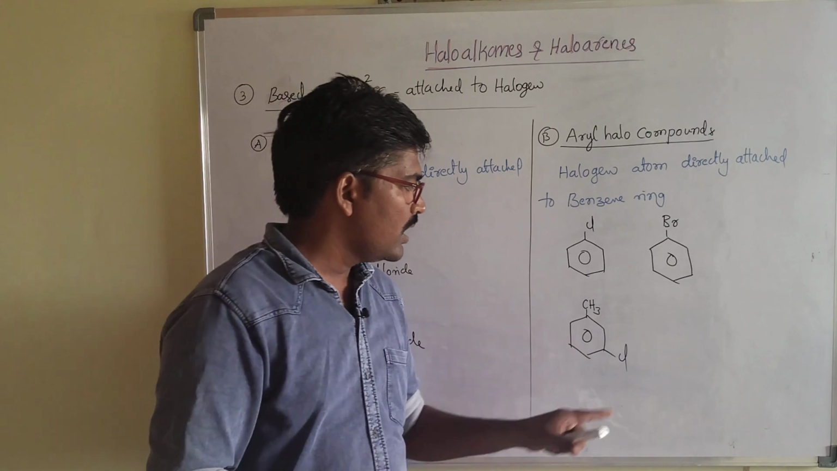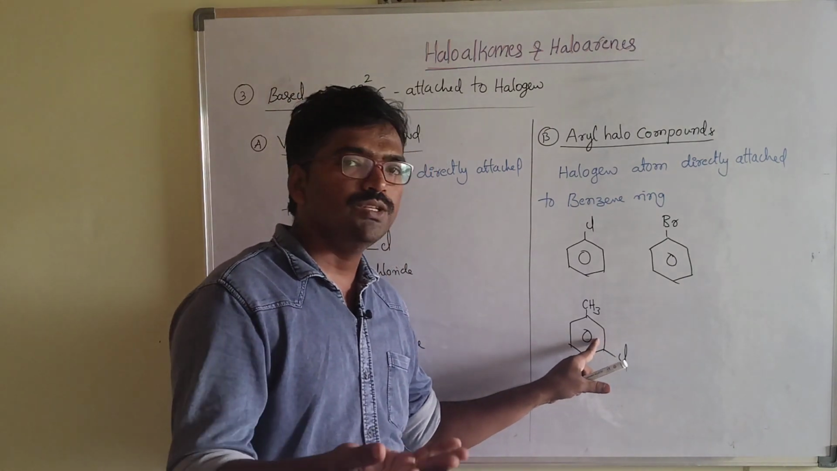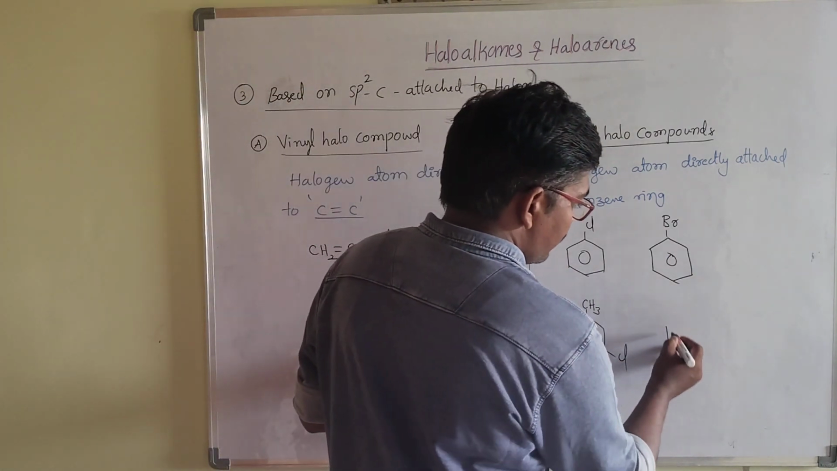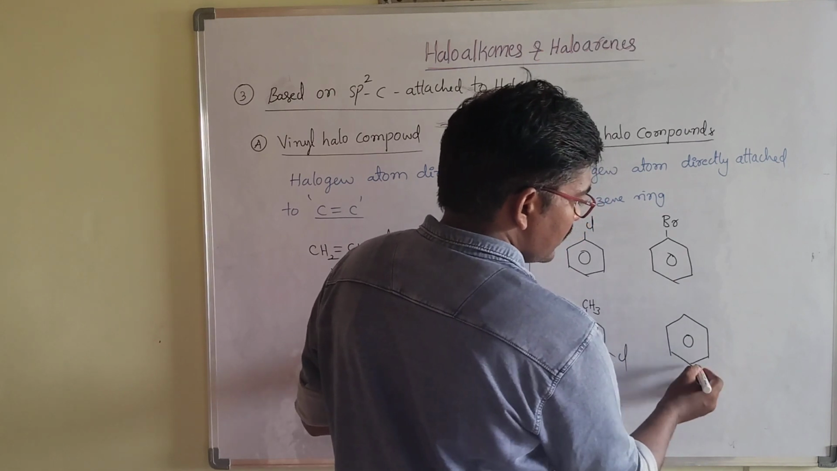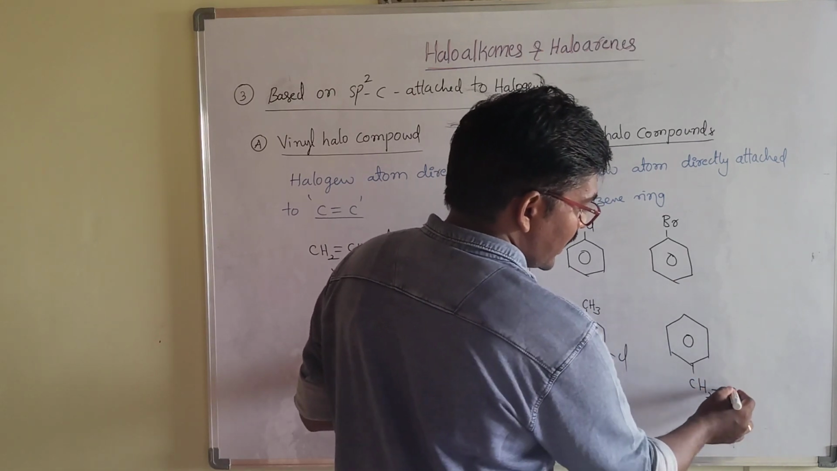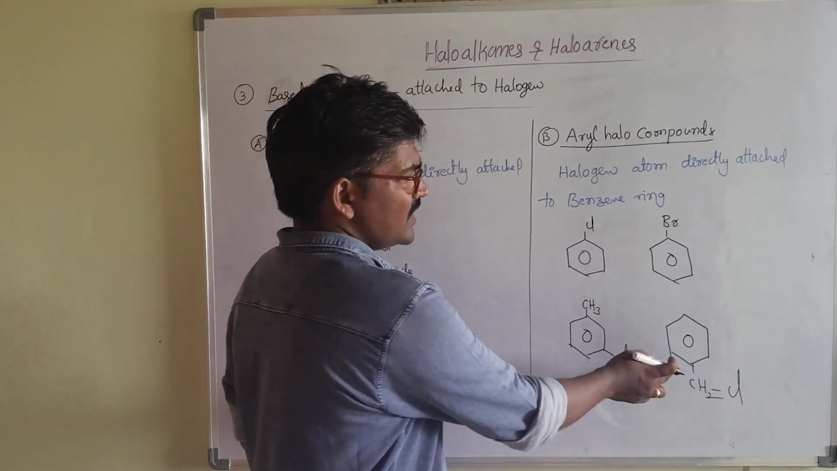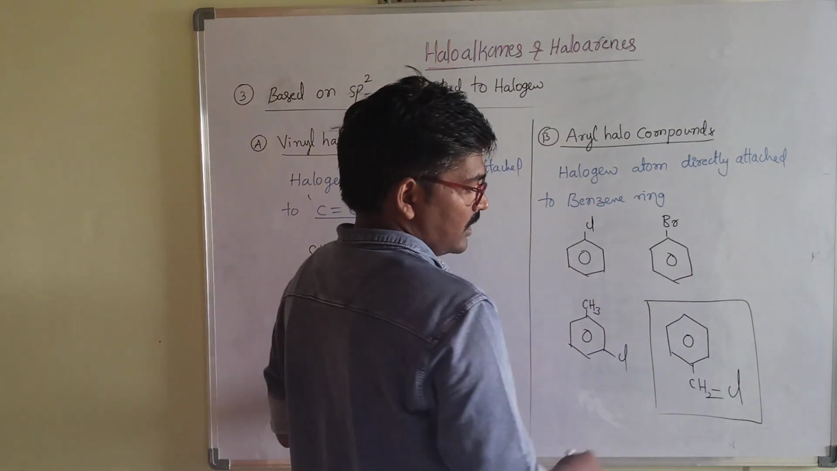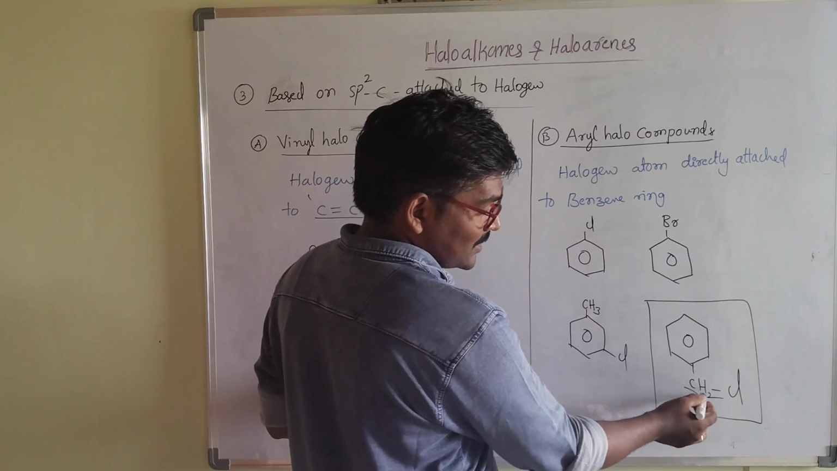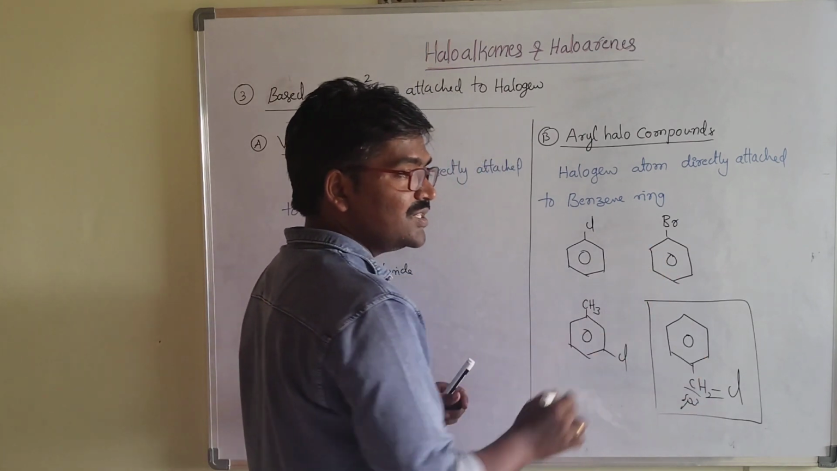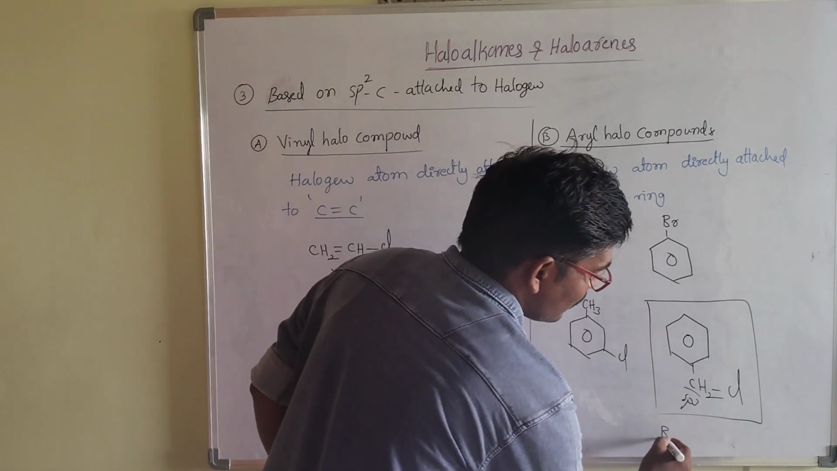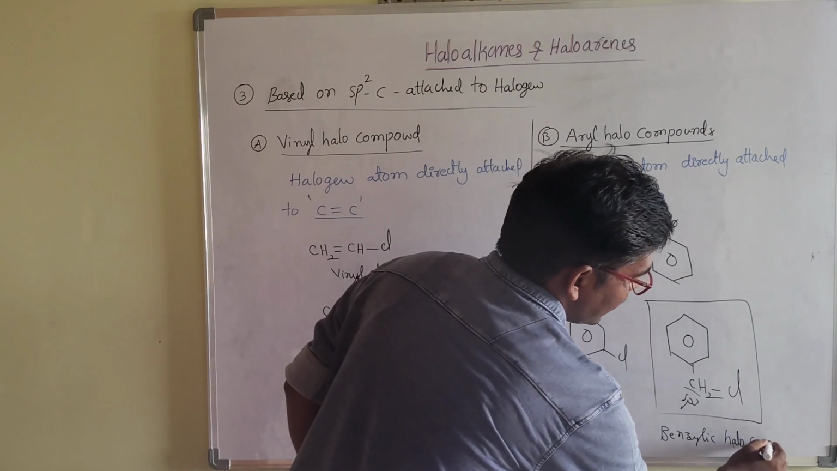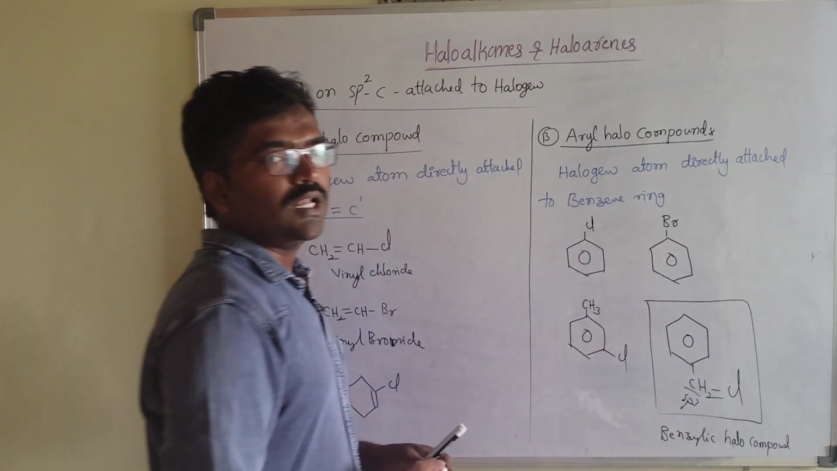How can you say it is an aryl halo compound? The halogen atom is directly attached to the benzene ring. Right? Next, the benzene ring is there. This is attached to CH2, then attached to chlorine. What do we call it? It is not an aryl halo compound. Then what? A benzyl halo compound. Why? Because the halogen atom is attached to the sp3 hybridized carbon, which is directly attached to the benzene ring, so we call it a benzylic halo compound. Clear enough? Yes.